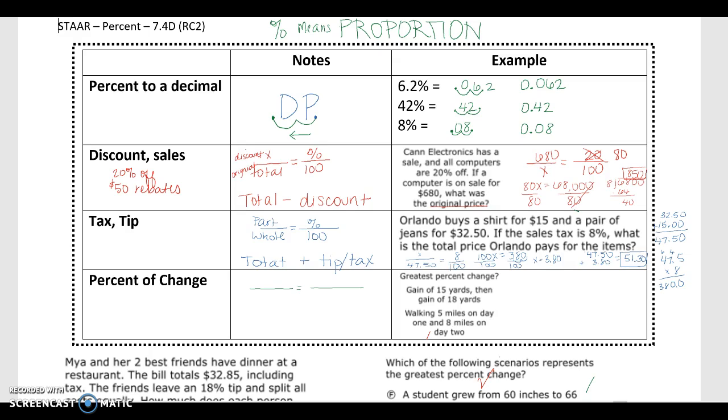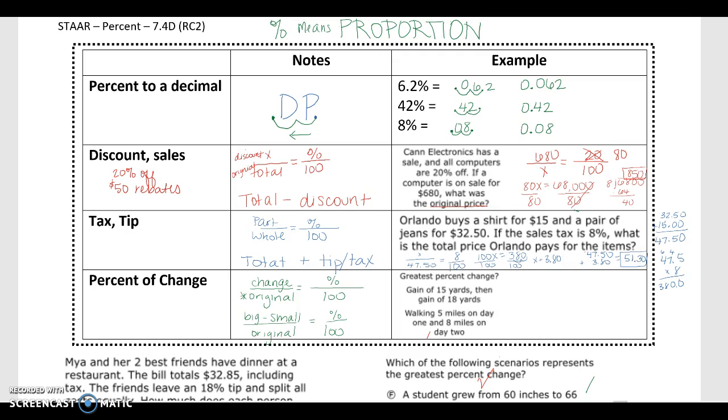Okay, so percent of change is change over original equals percent over 100. If you remember back to when we learned it, we always put a star by original in the problem so we remembered which one was which. To find change means you're going to use subtraction. So big minus small over original, right? You have to find the difference equals percent over 100.